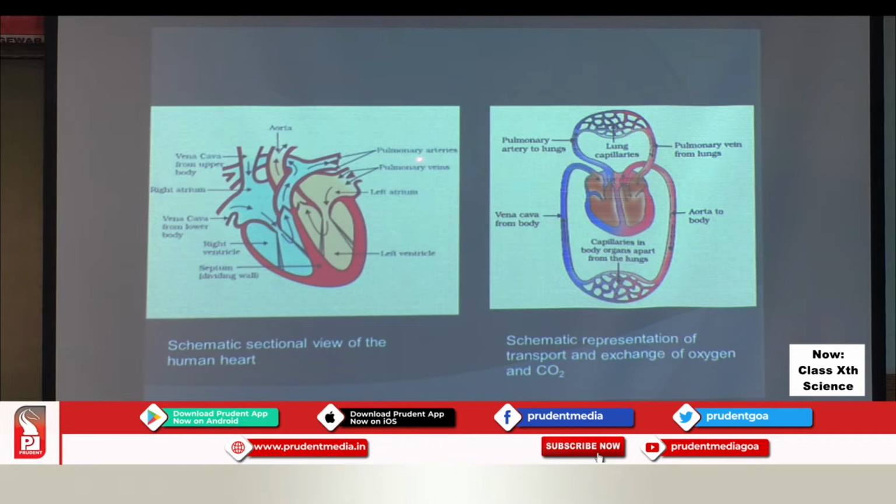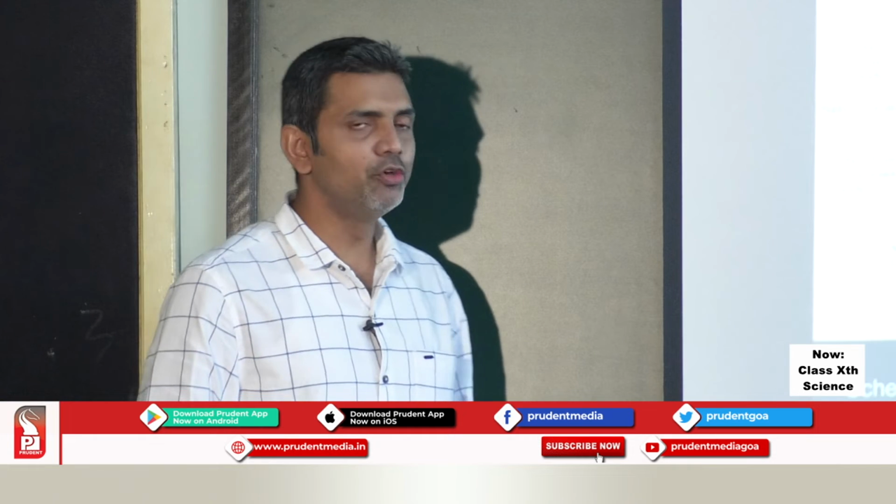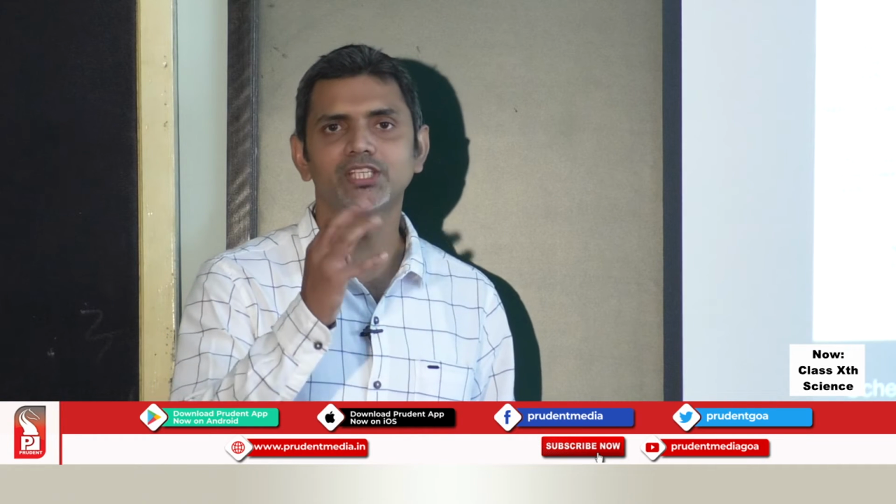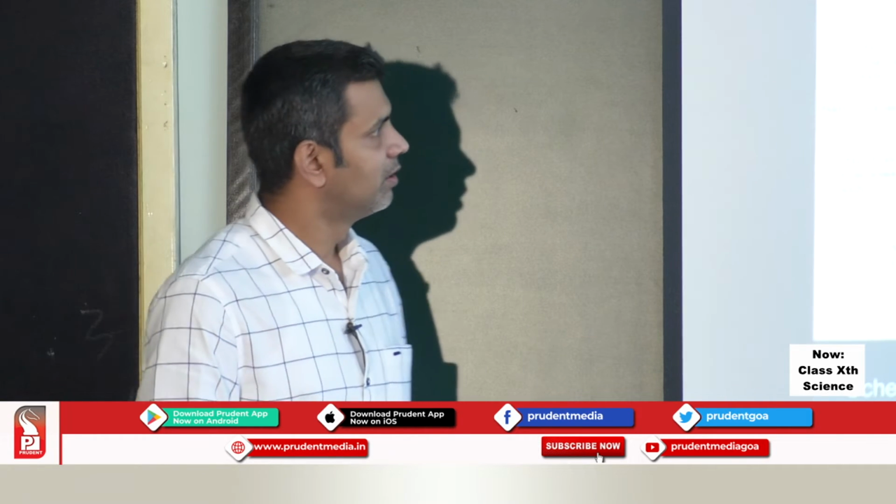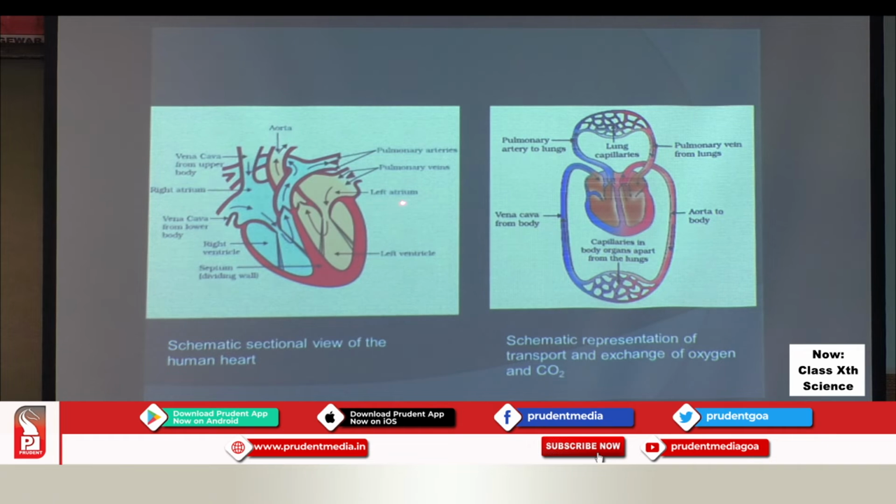Pulmonary arteries is the name of one of the arteries. Pulmonary veins is one of the veins. So, the human heart has 4 chambers. They are left atrium, left ventricle, right ventricle and right atrium.